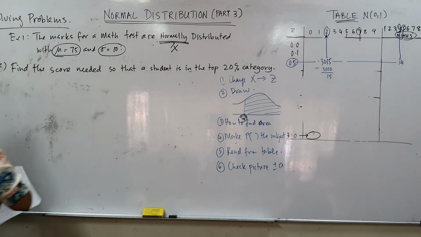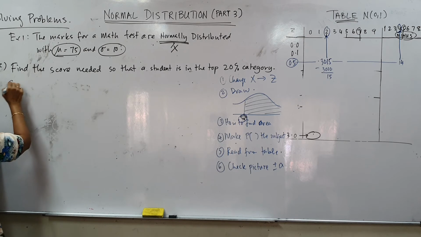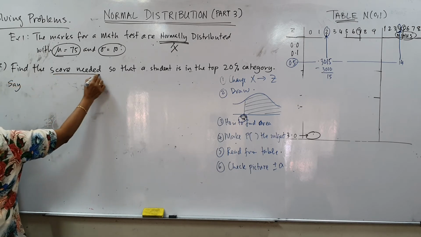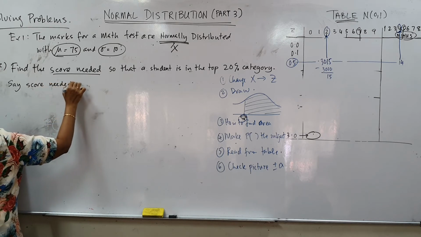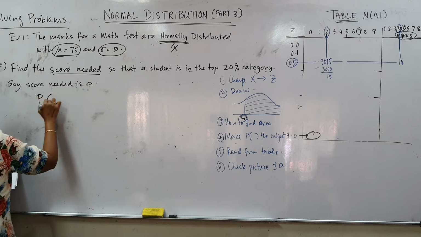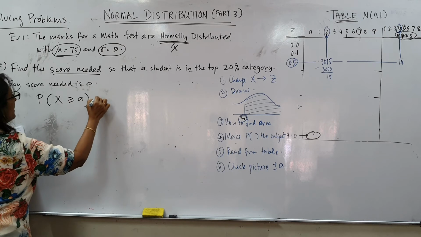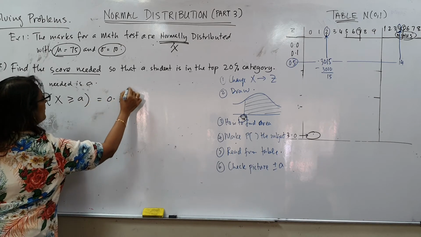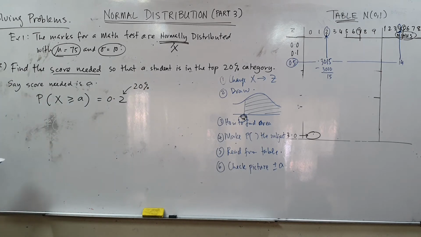So what you do? You say the score needed is A. Let's say it's A. So you write probability that the score is more than or the same as A equals to 0.2. This one is because top 20% category. So we want to find what is the marks needed.